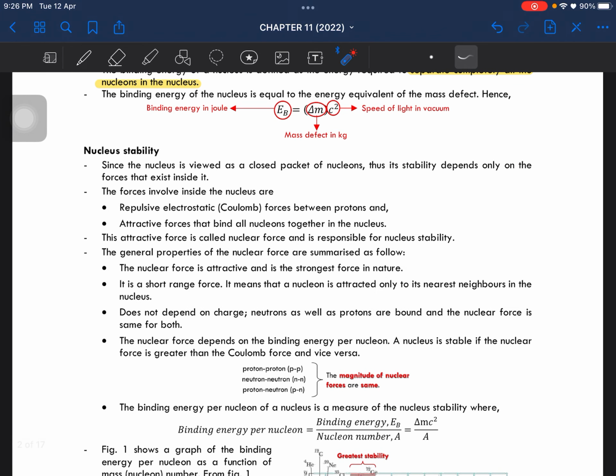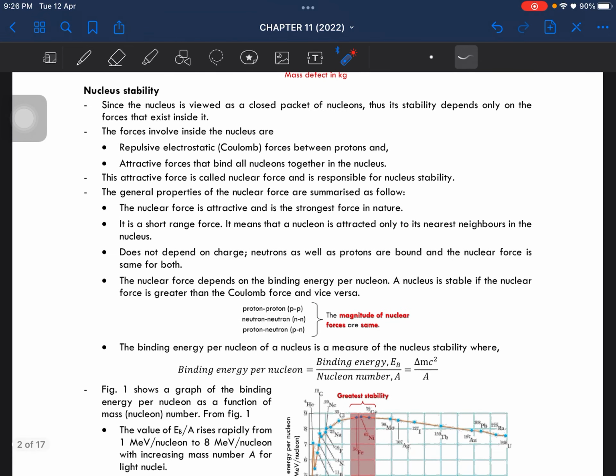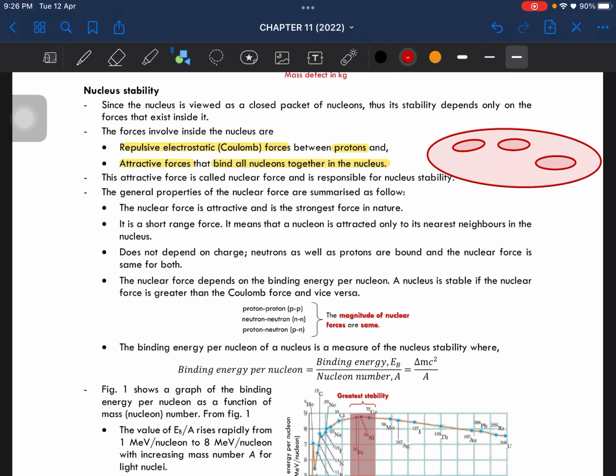Next one, nucleus stability. The nucleus is viewed as a closed packet of nucleons. There are many nucleons here, so the stability depends only on the forces that exist inside this nucleus. The forces inside the nucleus are the repulsive Coulomb forces between protons, as well as the attractive forces that bind all the nucleons together in the nucleus. So basically, if this is your nucleus, there will be what we call nucleons here.